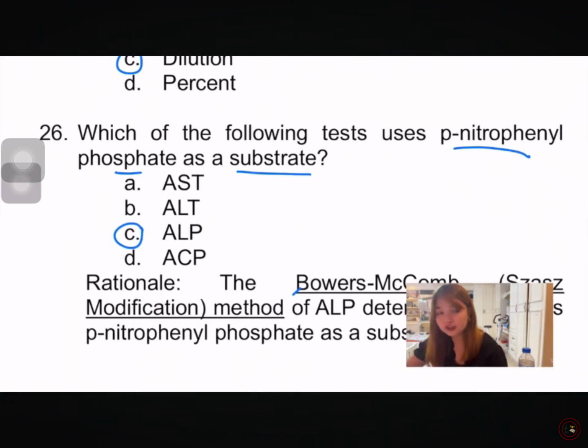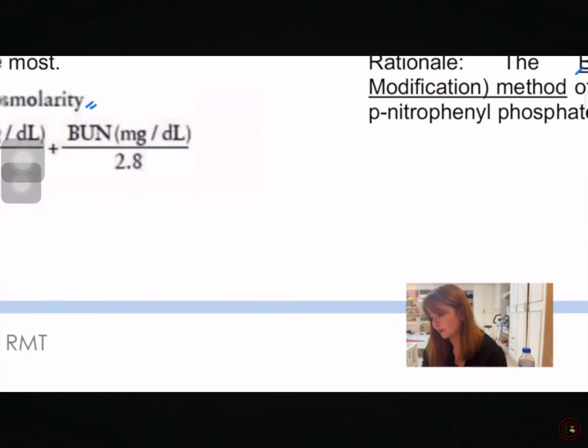So, try nyo rin aralin yung mga specific na tests for AST, ALT, ACP, at kung ano yung mga substrates nila. I know na very bulk itong part na to, pero marami-rami rin yung questions na lumitaw sa boards about enzymes. So, I suggest na aralin nyo talaga yung mga principles ng test nila.